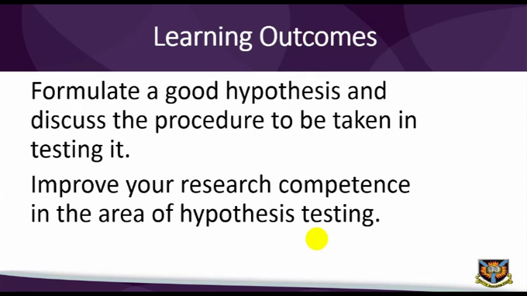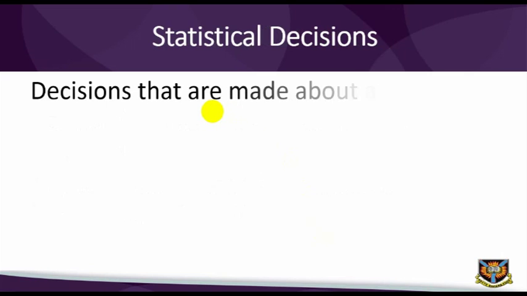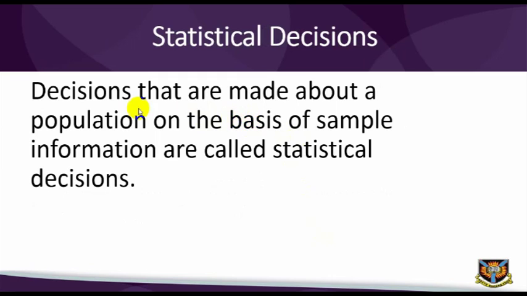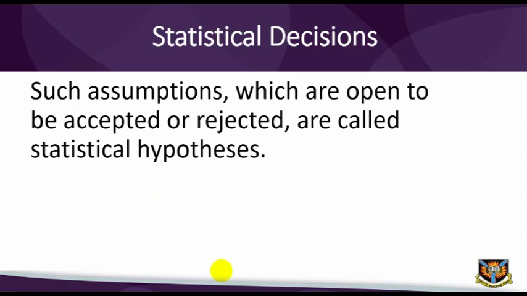Content. Section 1. Statistical decisions. Decisions that are made about a population on the basis of sample information are called statistical decisions. In attempting to reach decisions, it is useful to make assumptions or guesses about the larger population involved. Such assumptions, which are open to be accepted or rejected, are called statistical hypotheses.